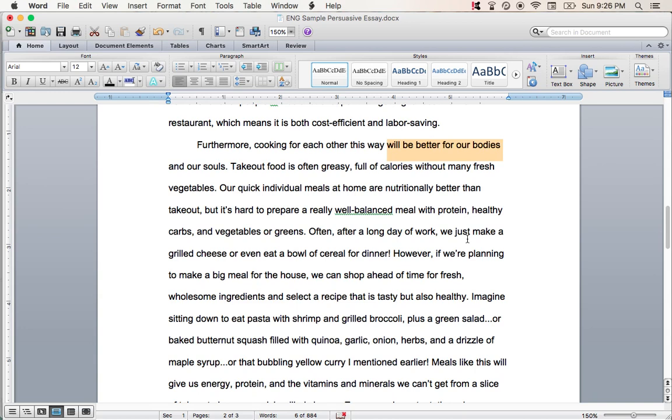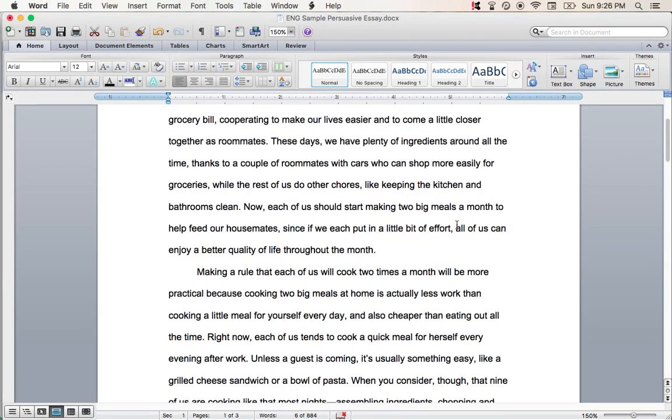And remember, even though these aren't exactly the same thing, healthy for our bodies, healthy for our souls, the author has found a way to put them together into one paragraph because it's about being healthier inside and out, right? It's about being healthier in different ways, and so you're able to fit it together into one paragraph that feels focused, even though it really has a couple of different reasons in it, both of which are helping to support the topic sentence, or the thesis statement, which says that all of us can enjoy a better quality of life throughout the month if we adopt this plan.